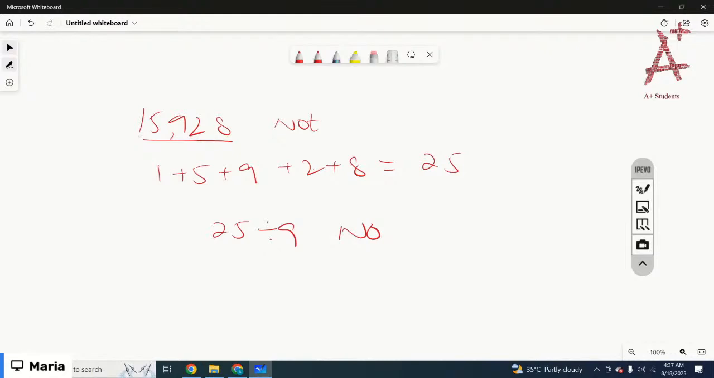This is the divisibility rule for 9, right? The correct option is no.